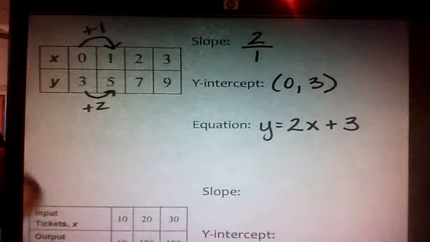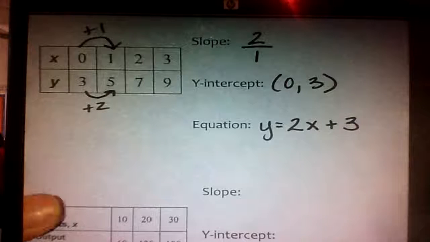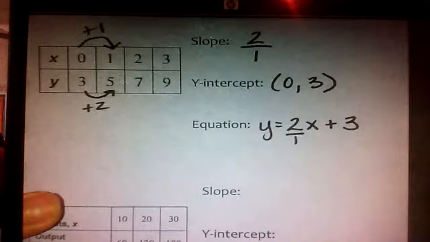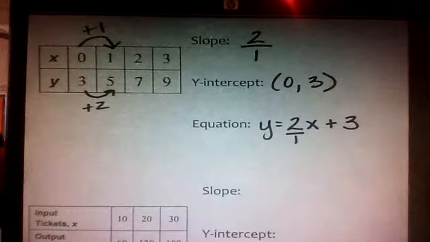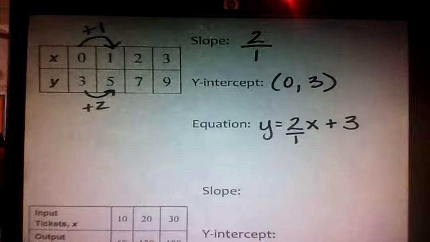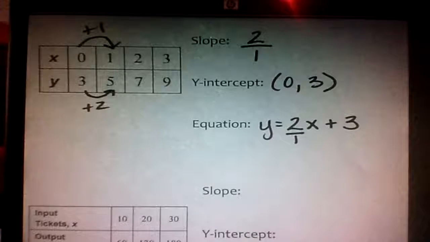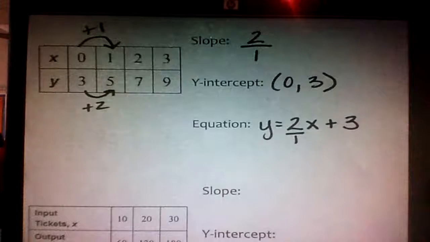Can we just put 2 over 1 instead of 2? Yes, you can do 2 over 1x. It's the same thing. Just know that if they ask you to do this on your test, your answer choice is not going to be 2 over 1x. It's just going to be 2x. They don't use the 1 if it doesn't have to be written there, because kids might say that's not the same thing and pick something else.